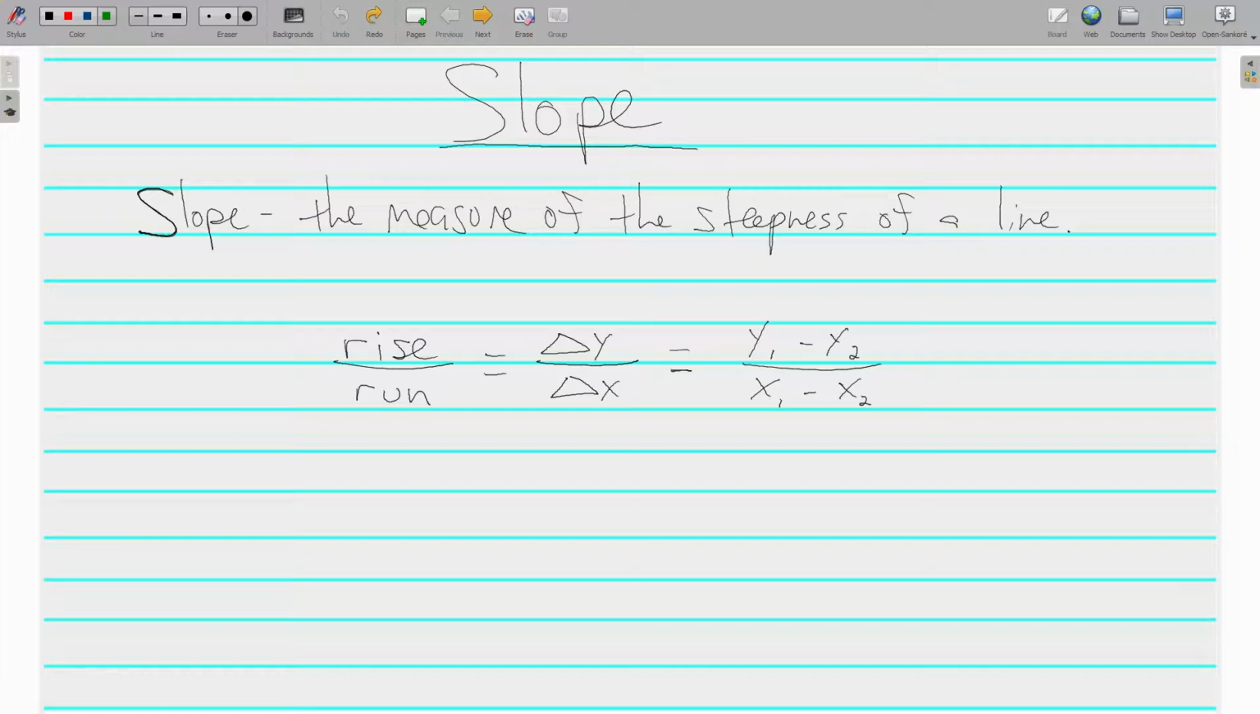Alright, the formula to figure slope when you know a couple of points is right here: y1 minus y2 over x1 minus x2. These subscript 1s and 2s are just identifying points. This is the x and the y from point number 1, and on the right are the x and y from point number 2. You'll see what I'm talking about when we get into some examples.